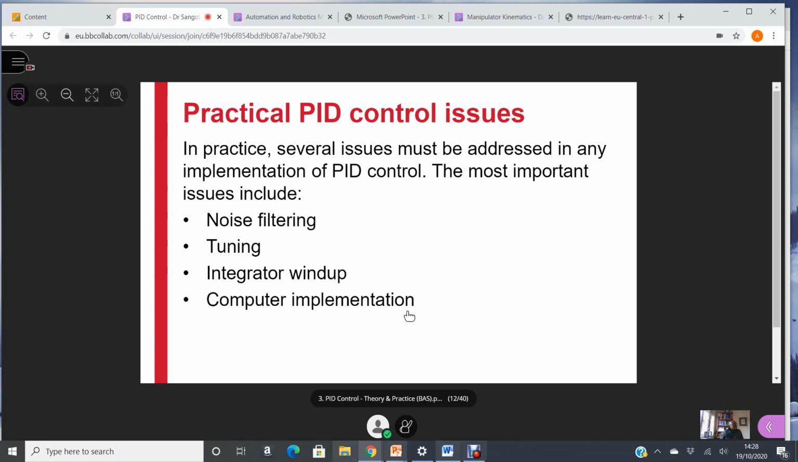The fourth issue, it's not really a problem as such, but we need to know how to implement a PID controller digitally. As we know, today the computer is everywhere, and the microcontrollers are everywhere. So, how do you implement the PID controller digitally? That will be the final point we're looking at in terms of practical aspects. But this aspect of computer implementation is reserved for a presentation on its own next week. So we'll be looking at that next week. But these other points we look at today.